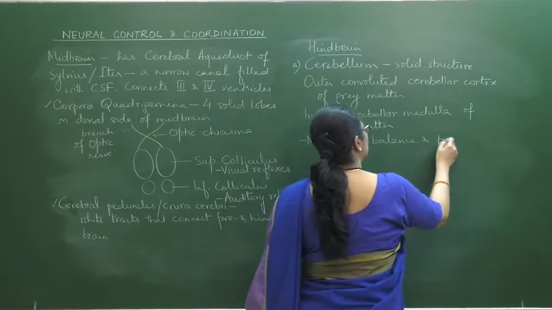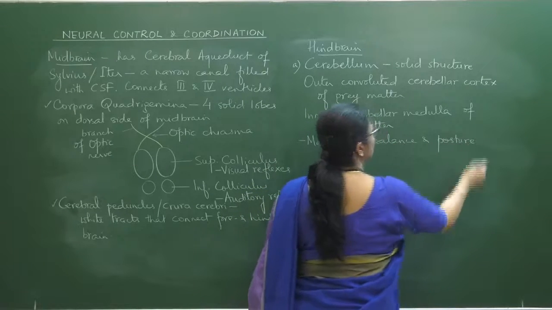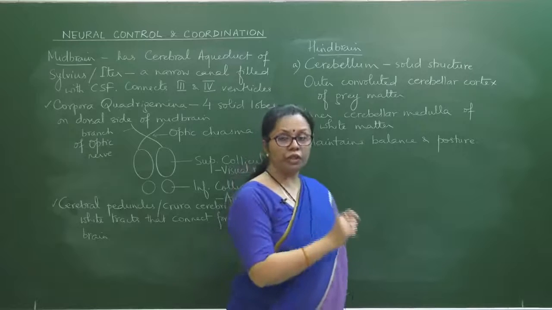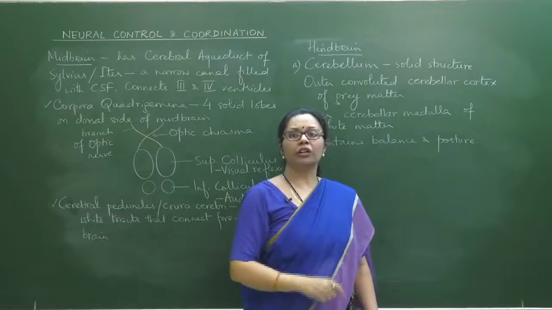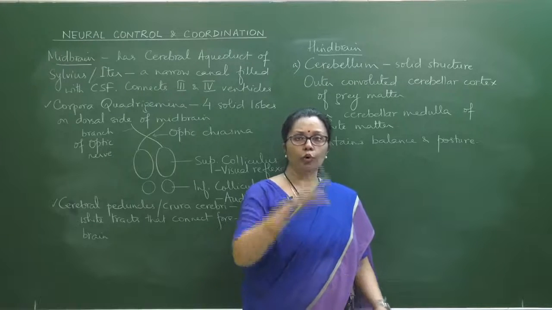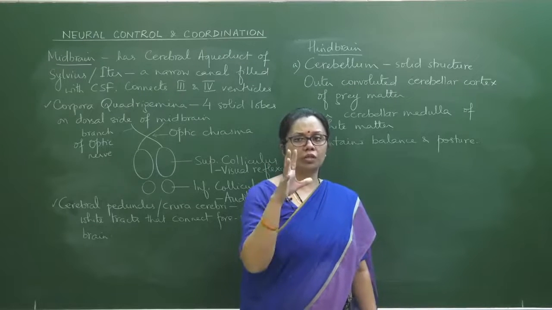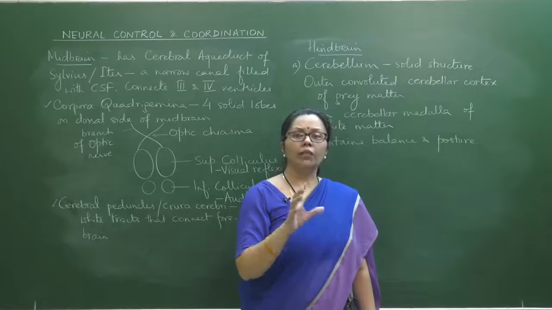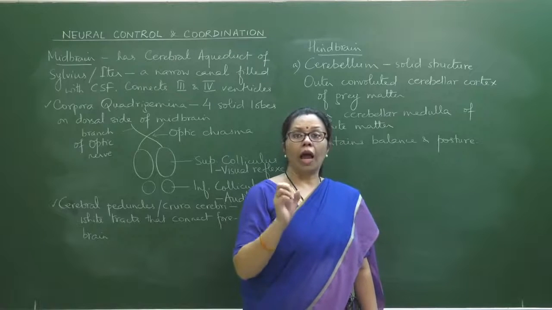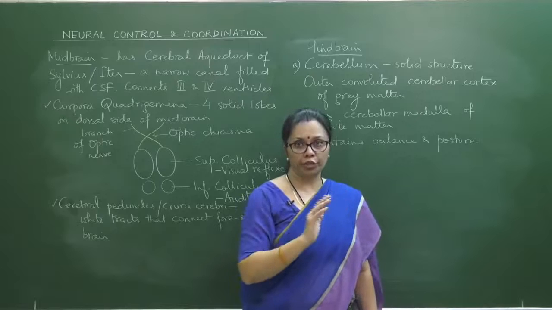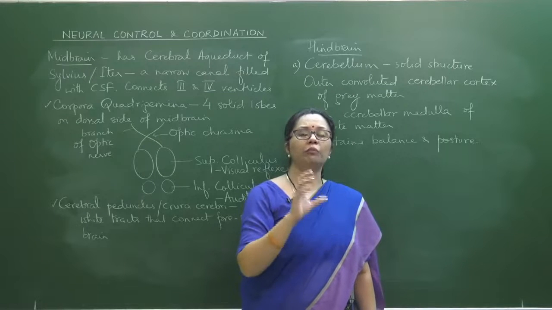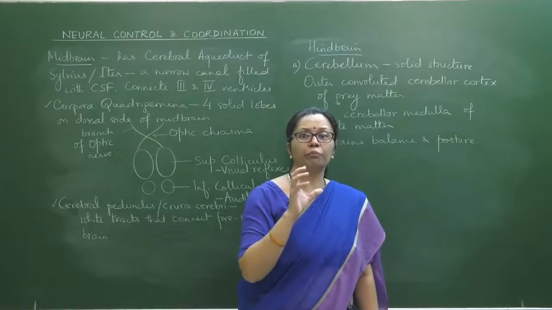Then you see, we mentioned that the frontal lobe of the cerebral cortex gives motor commands. The motor commands which are sent by the frontal lobe are quite crude, but the cerebrum and cerebellum are connected, you see. So the cerebellum makes it more refined, more precise.